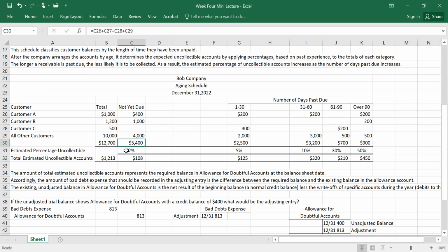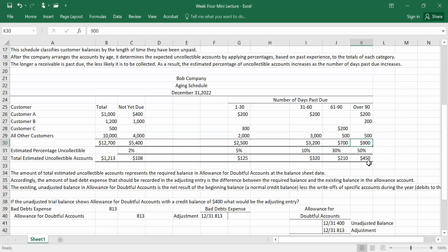So if you multiplied 5,400 times 2%, you'd get 108. For the 1 to 30 day category, we believe about 5% of that is estimated as uncollectible. So 2,500 times 5% is 125. In the 31 to 60 day category of past due, we have 3,200. We believe 10% of that will be uncollectible. So 3,200 times 10% is 320. In the 61 to 90 days, we have 700 past due. 30% of that is believed to be uncollectible. 30% times 700 is 210.